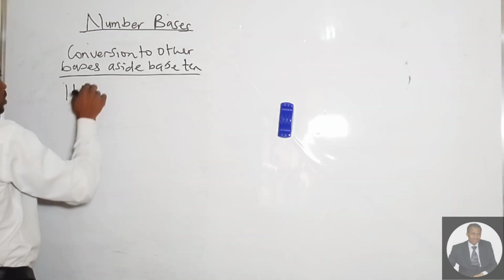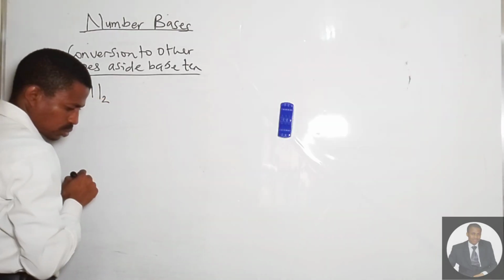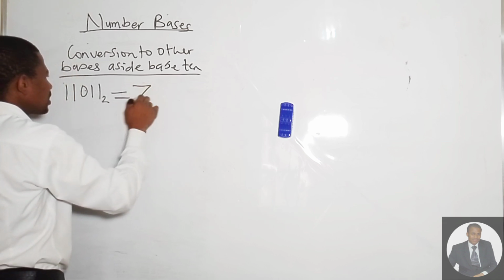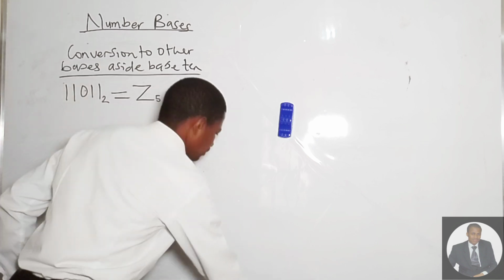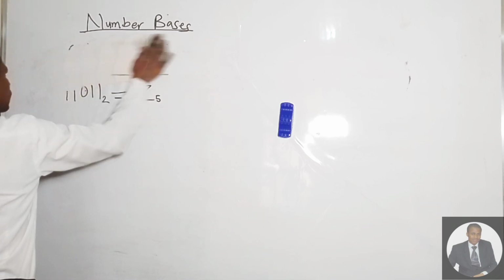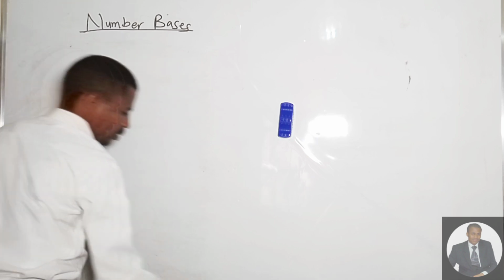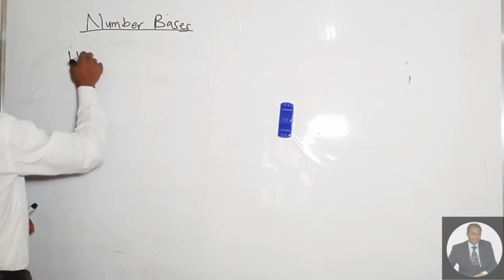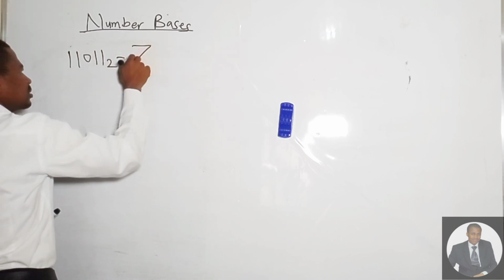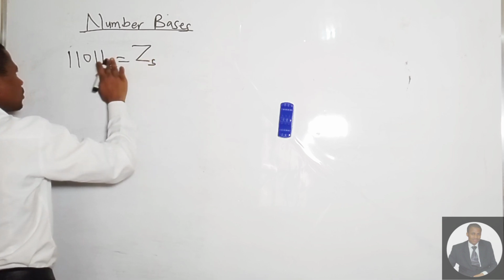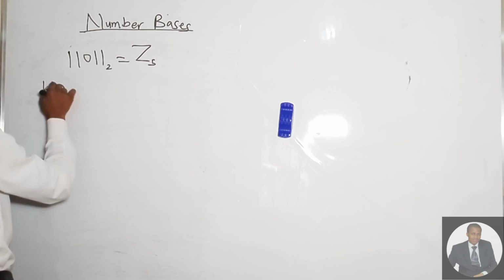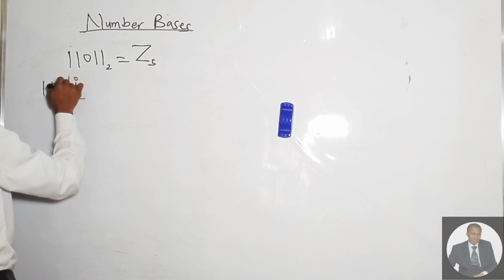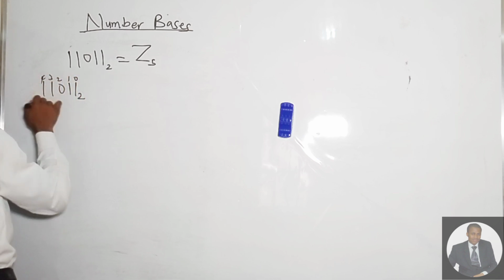Next: 11011 base 2. We want to convert it to a particular number in base 5. How do we achieve this? 11011 base 2, we want base 5. So we convert this to base 10 first. 1, 1, 0, 1, 1: 0, 1, 2, 3, 4.